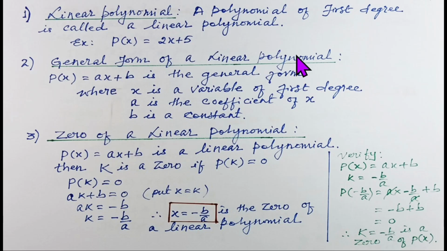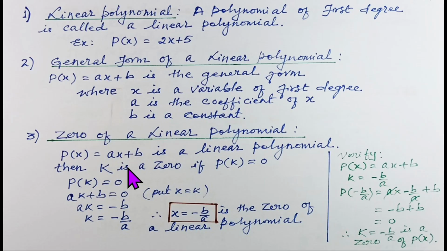The general form of a linear polynomial is p of x is equal to ax plus b, and here x is a variable of first degree, a is the coefficient of x, and b is a constant. So please remember the general form of a linear polynomial is p of x is equal to ax plus b. Now what is the zero of a linear polynomial? The zero of a linear polynomial is the value of the variable which makes the value of the polynomial 0.